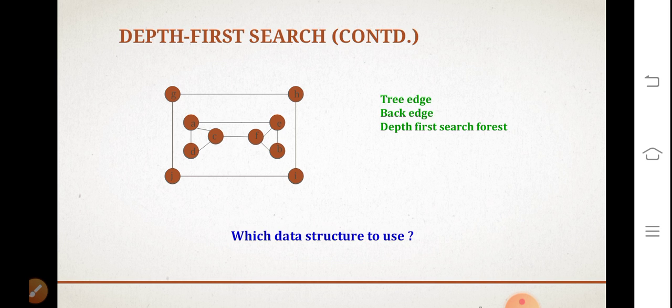That is, one tree is GHIJ, and another is ABCDEF. Together they become a forest, that is, a depth first search forest. So which algorithm do we use for this, right?